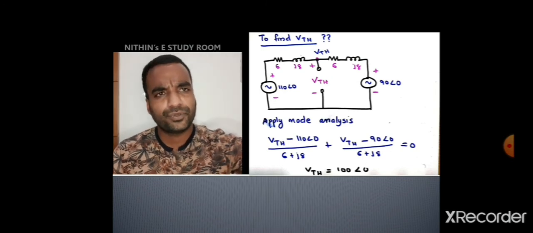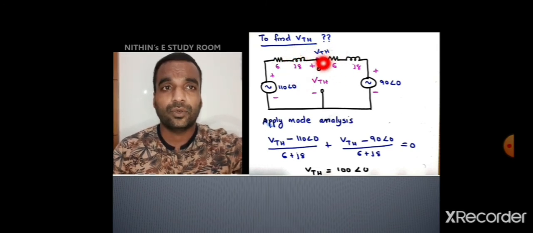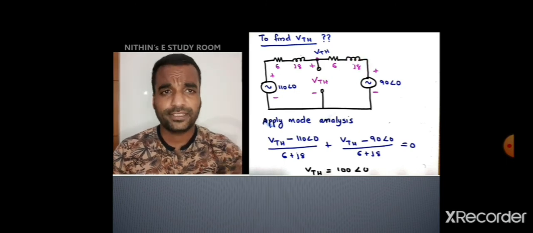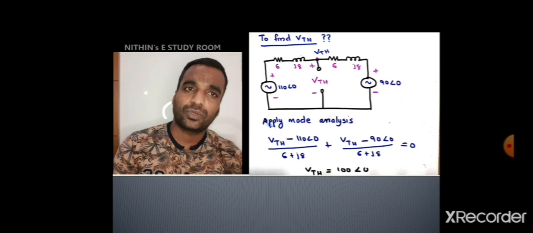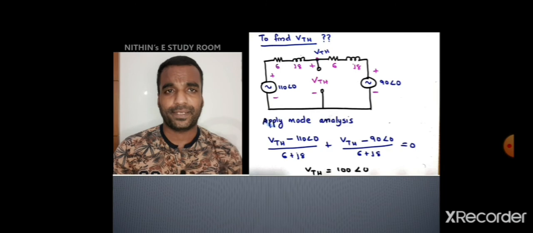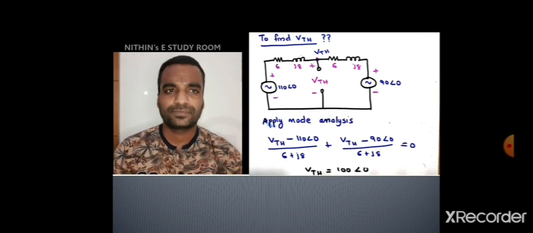If you need more steps, I will explain. Consider this node, and consider all currents radiating outward from the node. One current goes like this and one current goes like this. So the equation will be I1 plus I2 is equal to 0. I1 is VThevenin minus 110 by its impedance, and I2 is on the other side, VThevenin minus 90 by the impedance of that path. That is the case. So VThevenin is equal to 100 angle 0.